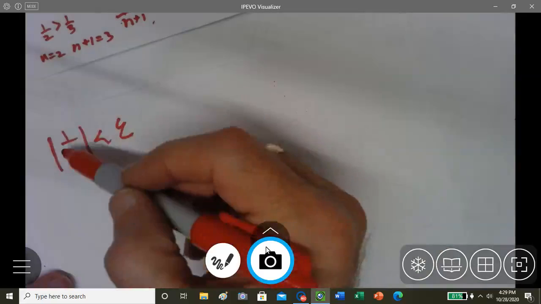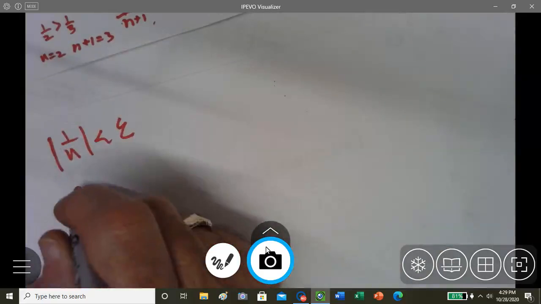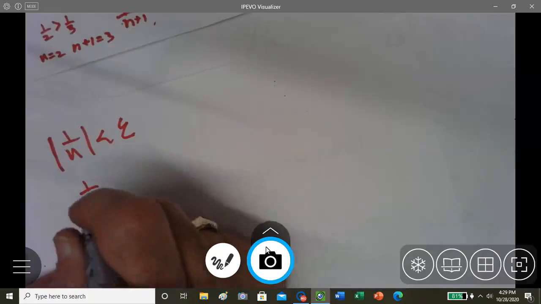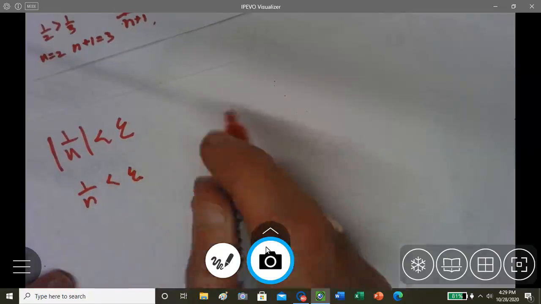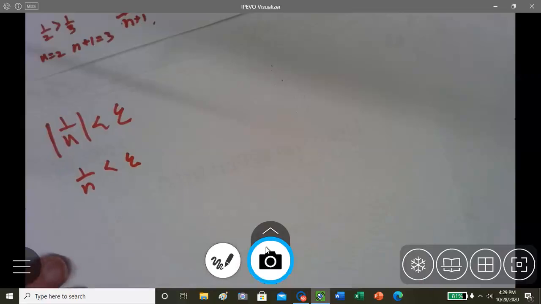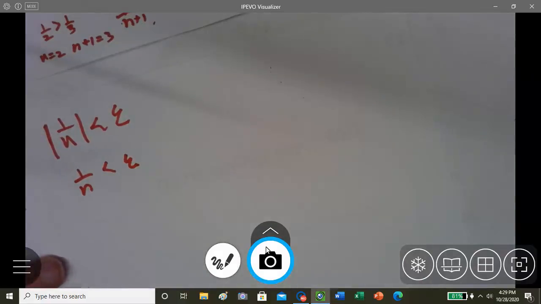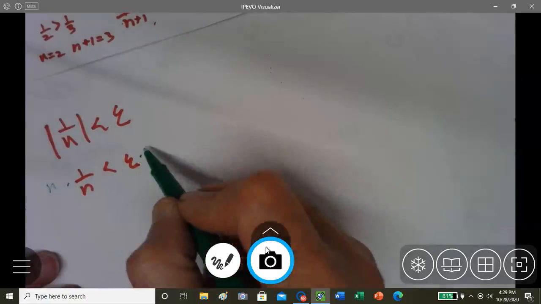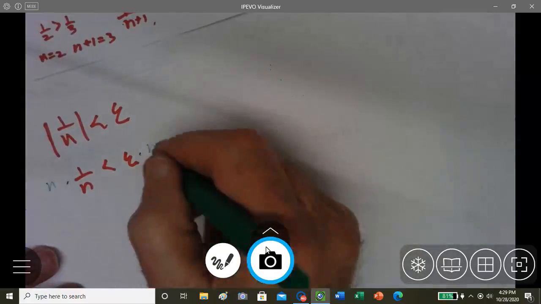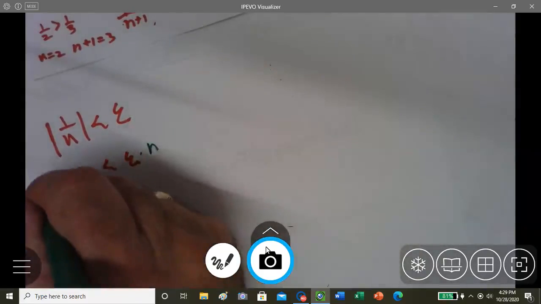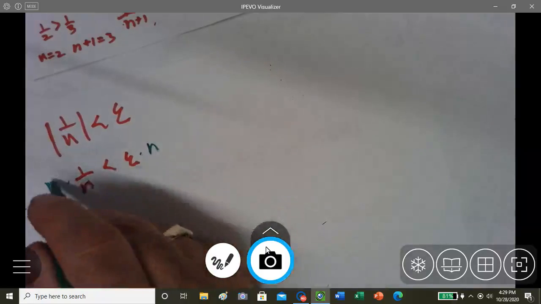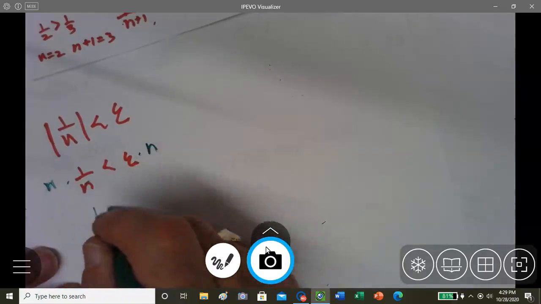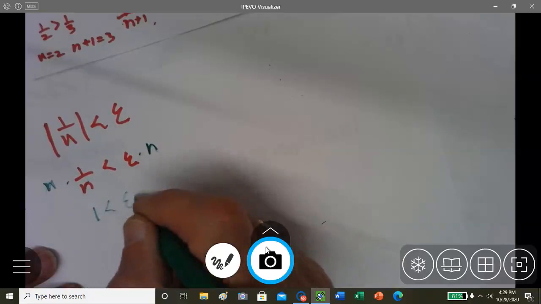All right, so from here, because it's always positive, we can drop the absolute value, and it's just 1 over n is less than epsilon. And so we're pretty much doing what we did in the last problem, where now we just multiply n to both sides. It's hard to see that. There we go. And so the n's cancel here, and we get 1 is less than epsilon times n.